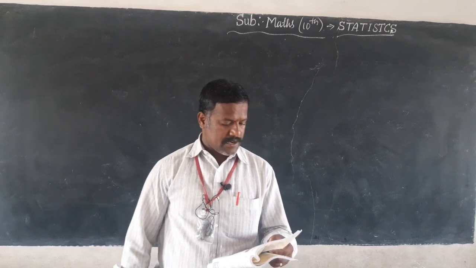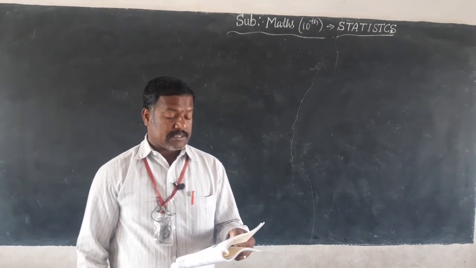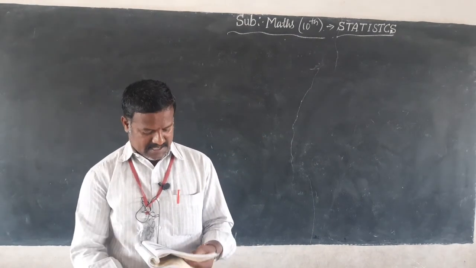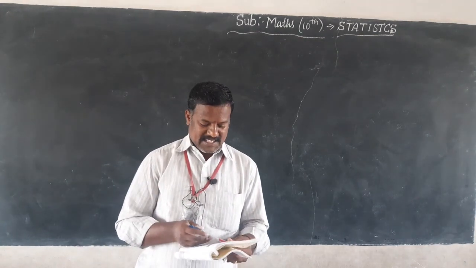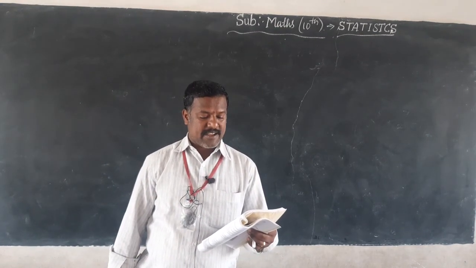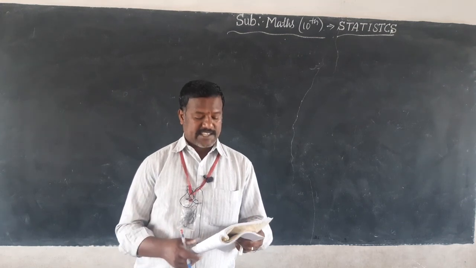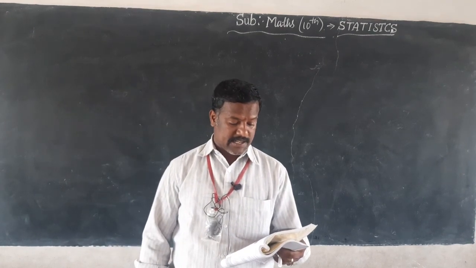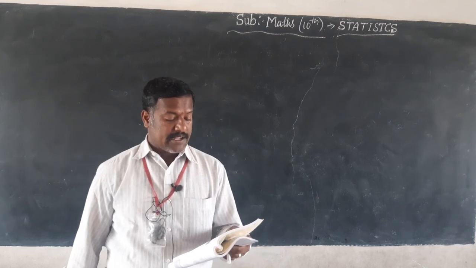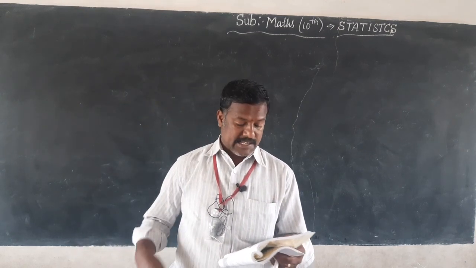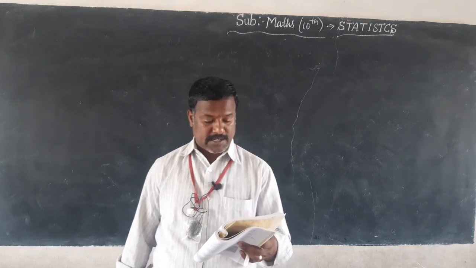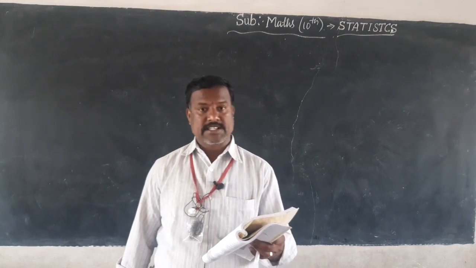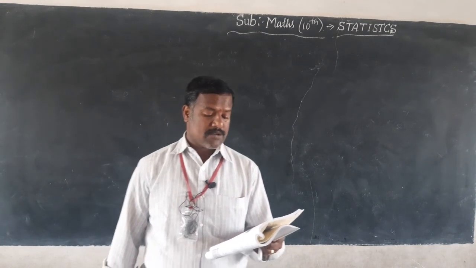Now let me read the question children. During a medical checkup, 35 students of a class, their weights were recorded as follows. Weights in kg: less than 38, the number of students 0; less than 40, 3; less than 42, 5; less than 44, 9; less than 46, 14; less than 48, 28; less than 50, 32; less than 52, 35.